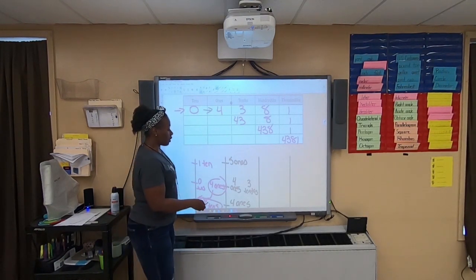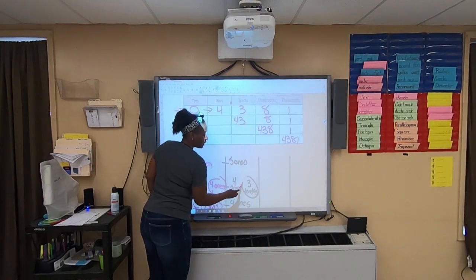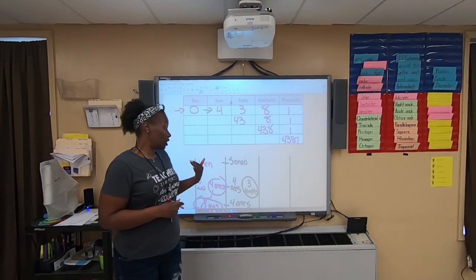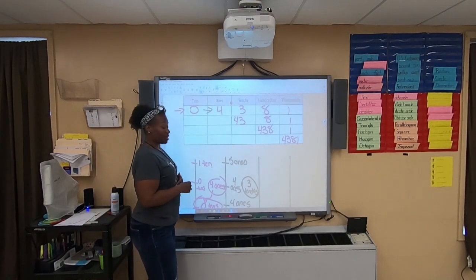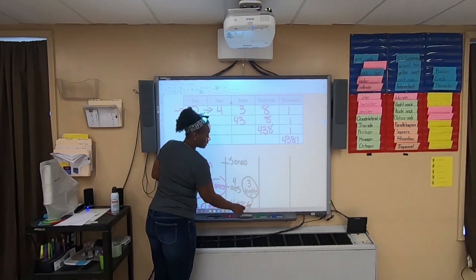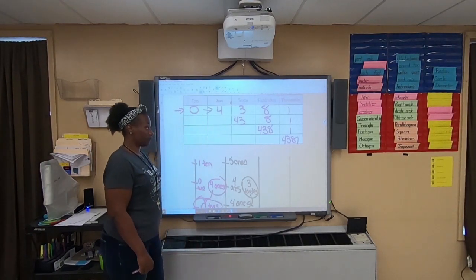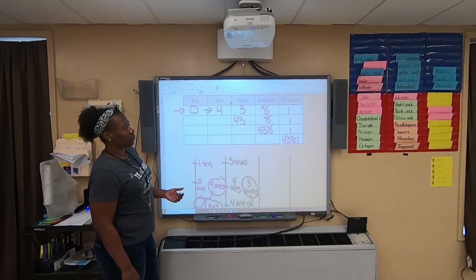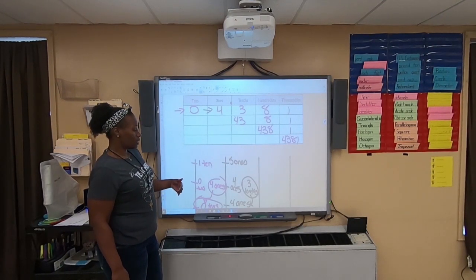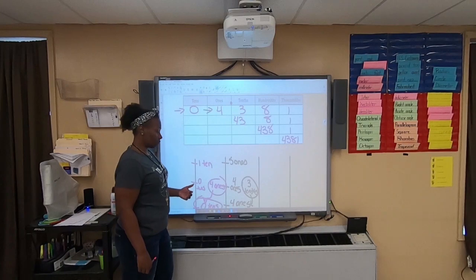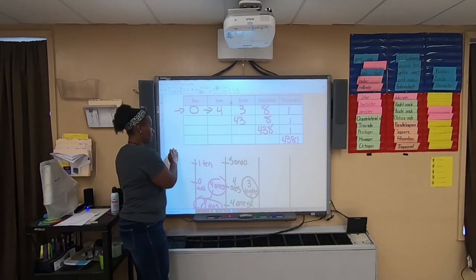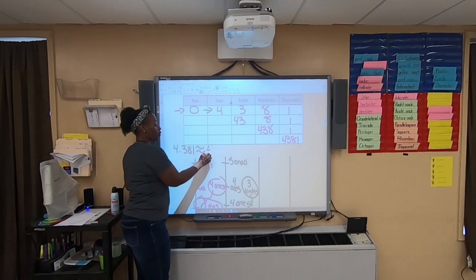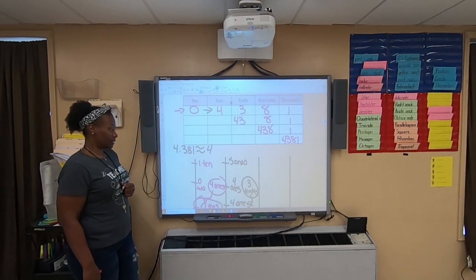Okay? So, looking to see, is 3 tenths going to be greater than my midpoint of 5 or less than? 3 is less than 5, which means I'm going to round down to my 4 ones. So when I round 4 and 381 thousandths to the nearest ones, I get 4. Let me write that out. It rounds to 4 because I rounded to the ones place.